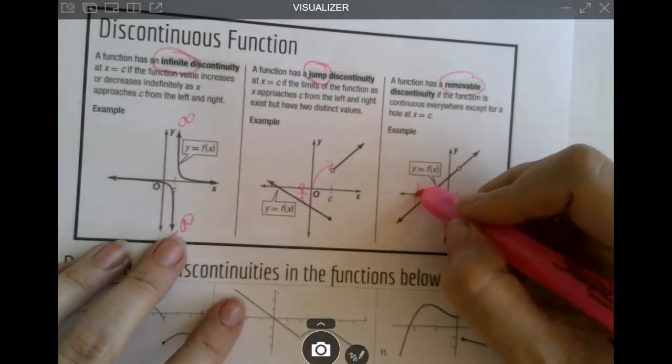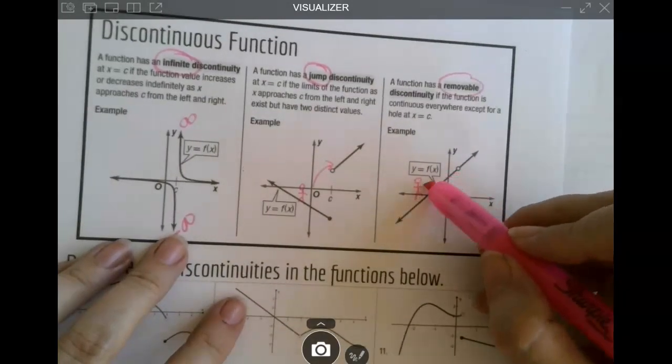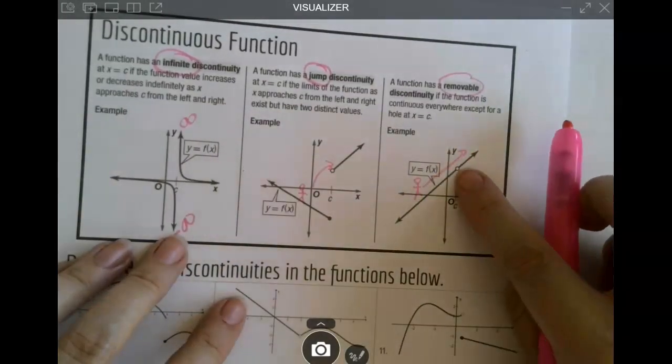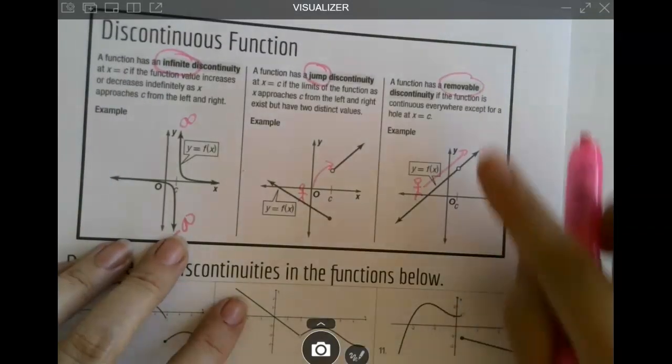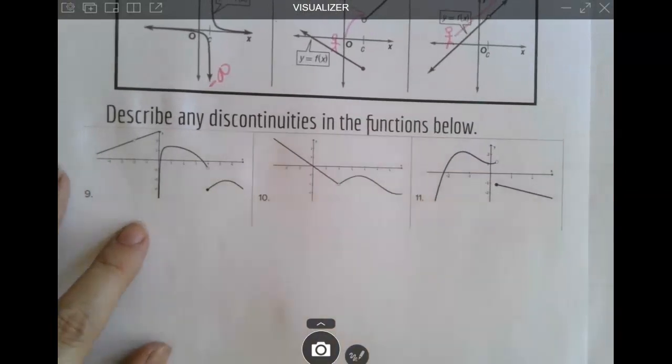If I was walking along the line, it's like there's one little pothole in the line, and you can just keep walking right past it, because that one little hole in the line would not stop you. That's a removable one. So let's look at these 3 examples, and we're going to look at each piece.